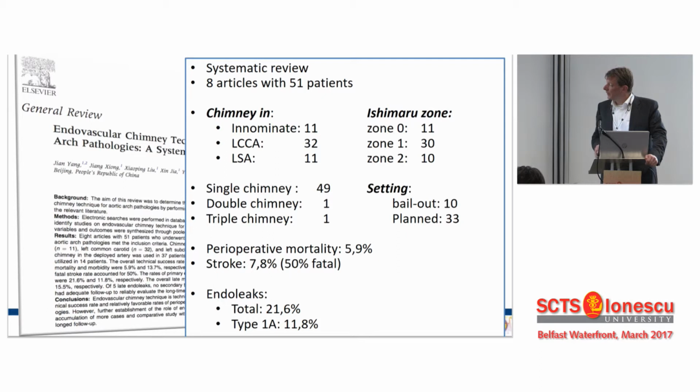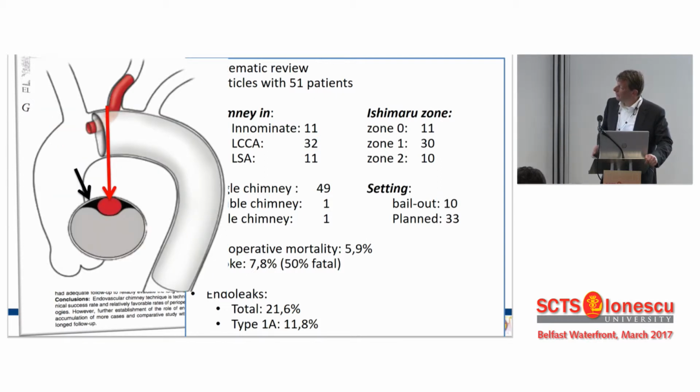One of the issues of chimneys in the arch is endoleaks, and especially type 1, the proximal type 1 endoleak. You can understand that because if you put a chimney next to a stent graft, you have gutters, and these gutters are the reason for the high endoleak rate.